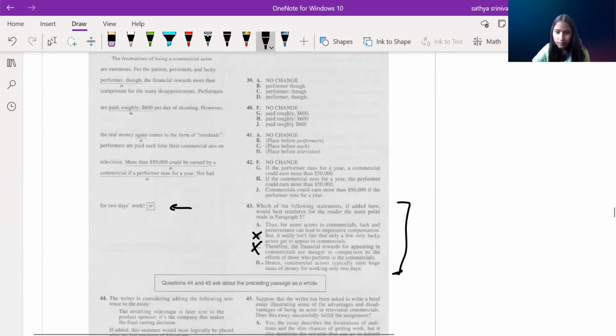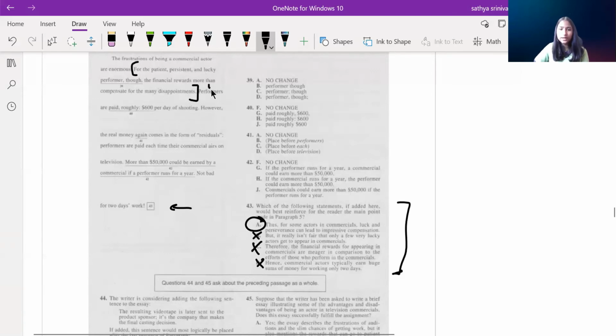And then D, it's not really talking about how they earn huge sums of money for working only 2 days, right? That's not the focus here. It's not saying that it's easy work, right? It clearly says here that it's for the patient, persistent, and lucky performer, right? So D goes against that, so it's not going to be D. So the only answer that's left is A, and again, A is talking about how luck and perseverance can lead to impressive compensation. That's exactly stated in this sentence.